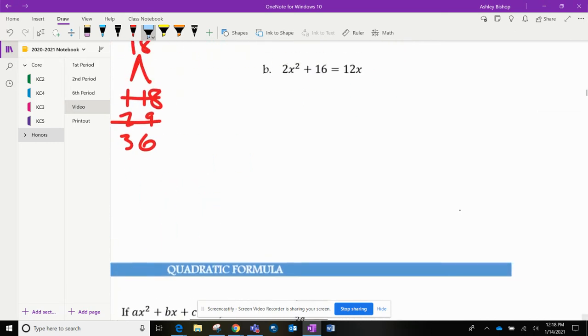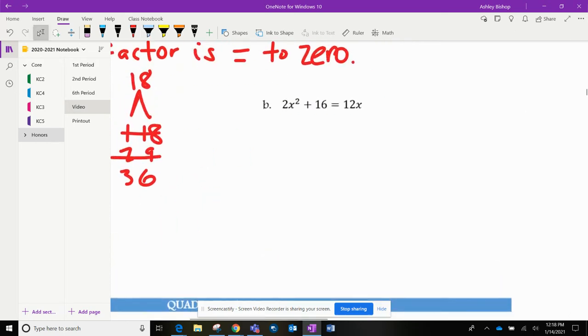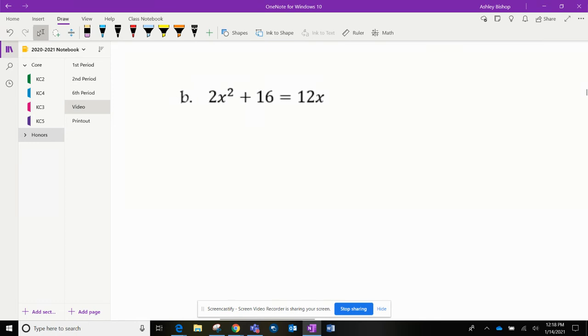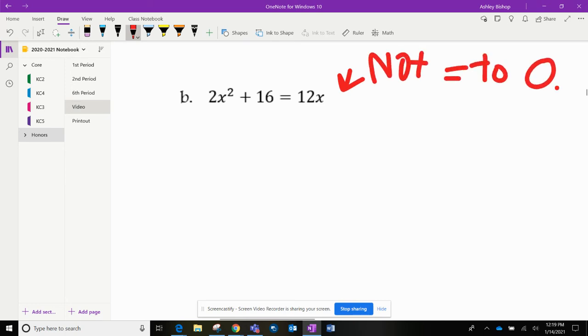Okay, let's do another example. I have this example over here: 2x squared plus 16x equals 12x. The very first thing we should notice is that this equation is not equal to 0. And we want it to be. So we need to take care of that first before we do anything. No greatest common factor, no nothing. We have to do this first.